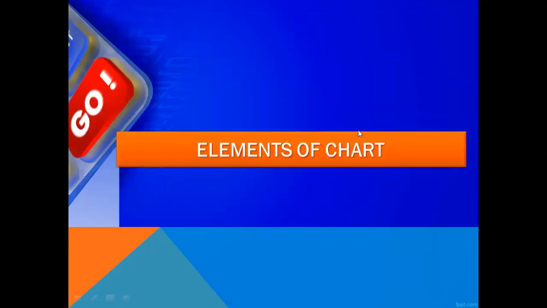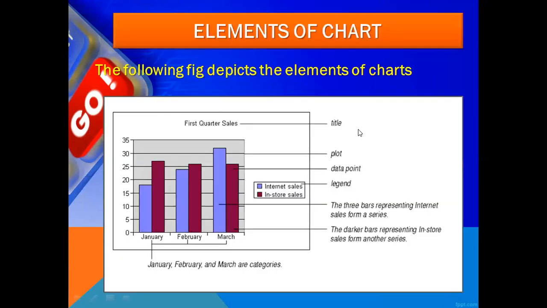Now, elements of chart. You can view here. The following figure depicts the elements of chart. These are like first quarter sales. This is shown at the top as the title, and this is called plot, which is the different bars shown here. This is called plot, and this is called data points, and this is called legend.